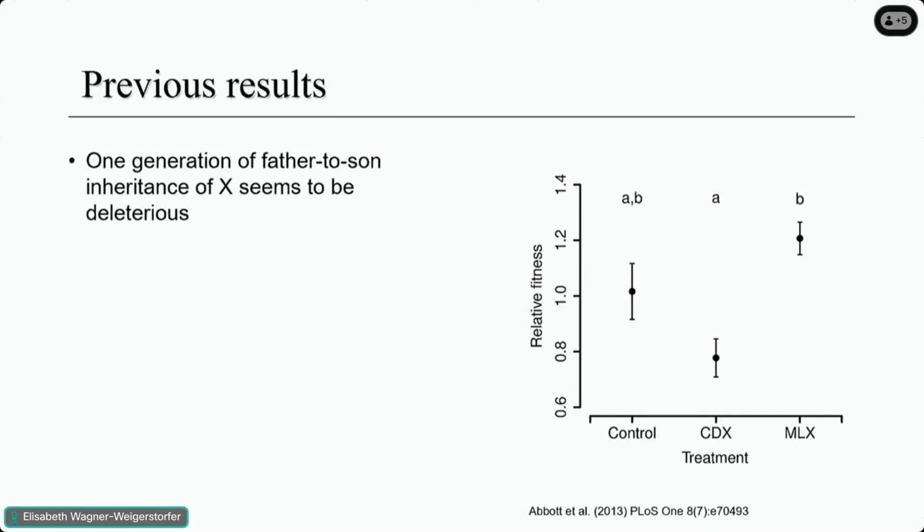And then this so-called CDX are males where DX females were crossed to control males just once, and then this is their son's fitness. So these ones have lowest fitness, and they have had one generation of paternal transmission of the X, and these ones, the MLX, have had multiple generations. So it seems like there might be something bad about inheriting your X from your father, at least in the short term. But this seems to be recovered over time if you continue to adapt to that crossing scheme.